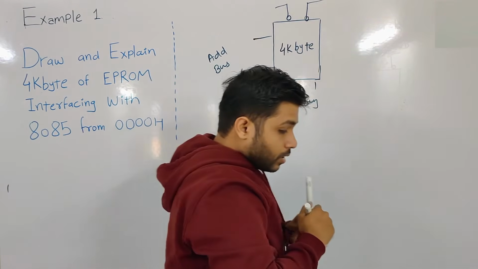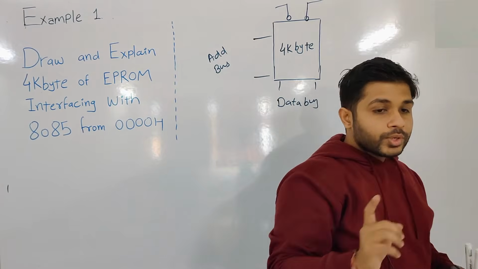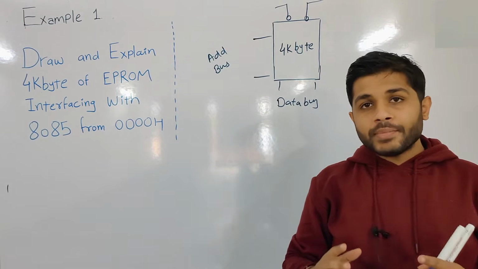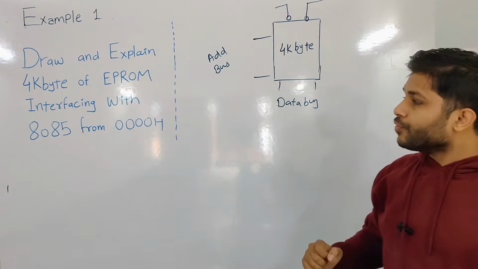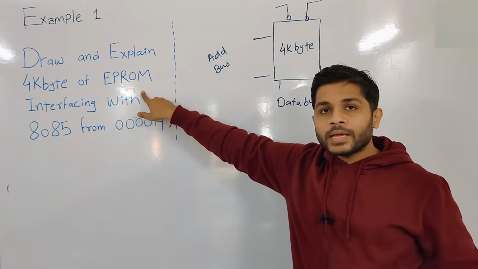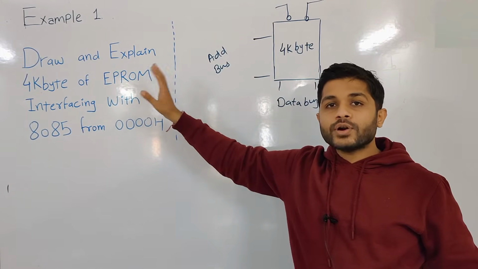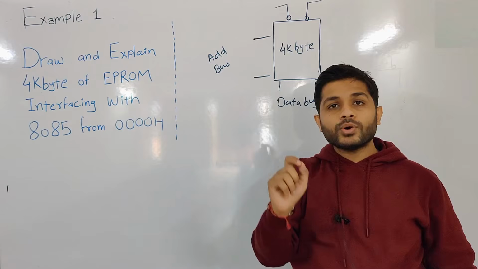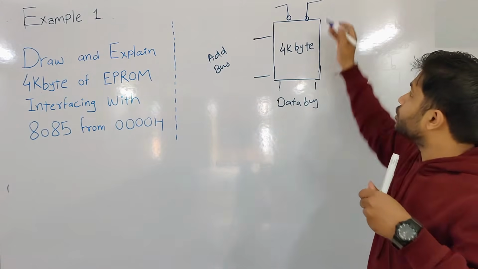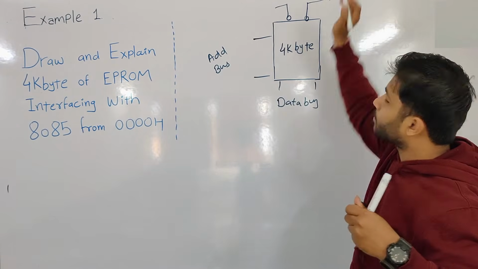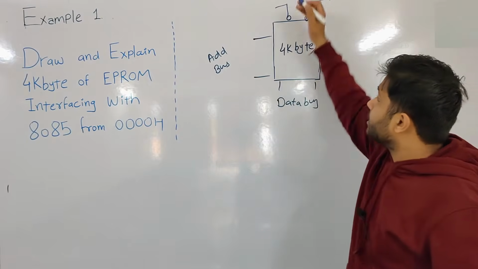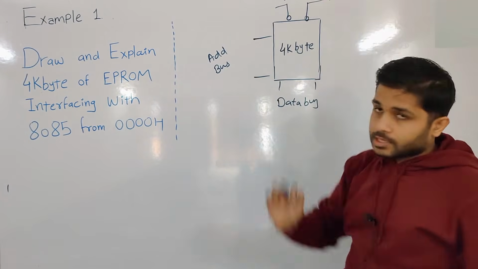Now the control signal is totally dependent on which type of memory we are interfacing. Right now we are interfacing EEPROM, it means it is read only memory, it means there will be only one control signal which is read bar, and there will be chip select signal.